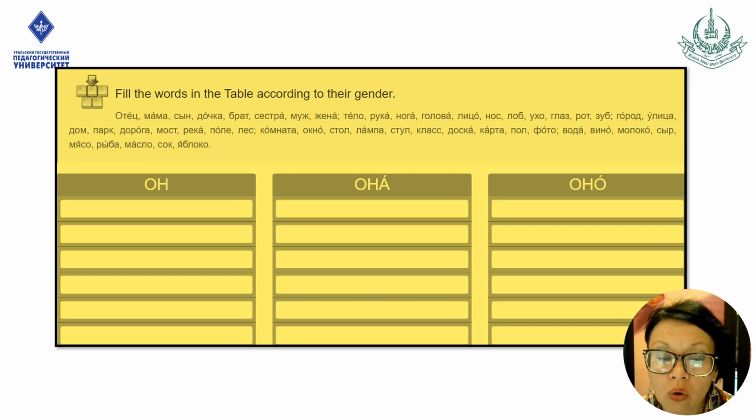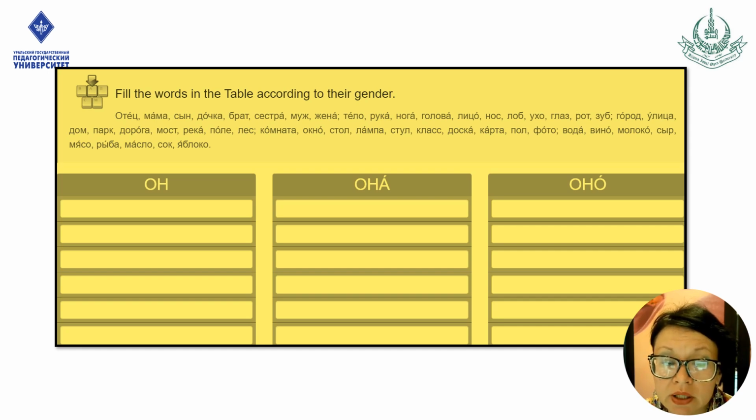Тело, the o ending corresponds to оно, neutral gender, оно, тело. Рука, a ending corresponds to она, feminine gender, рука. Нога, a ending corresponds to feminine gender, она, нога, feminine. Голова, a ending corresponds to feminine gender, right?